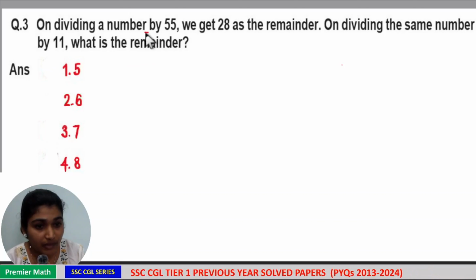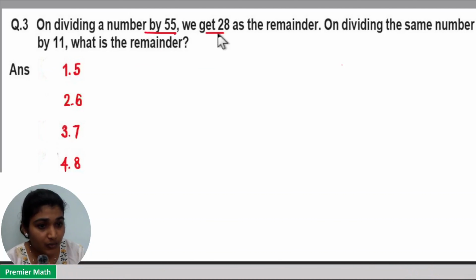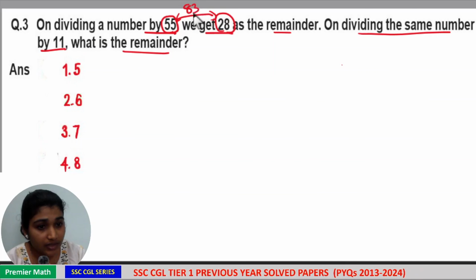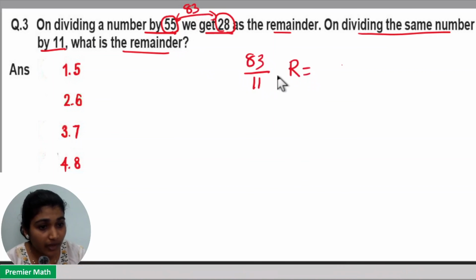On dividing a number by 55, we get 28 as the remainder. On dividing the same number by 11, what is the remainder? Here you could use the shortcut: 55 plus 28 is equal to 83. Now 83 divided by 11: 11 goes 7 times in 77, remainder is 6. So option 2 is our answer.